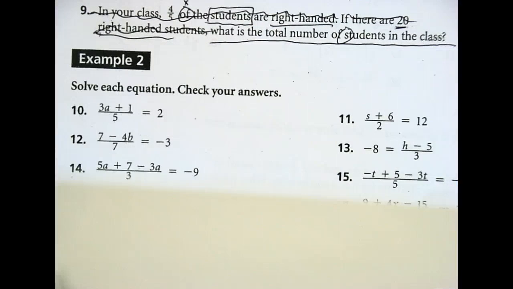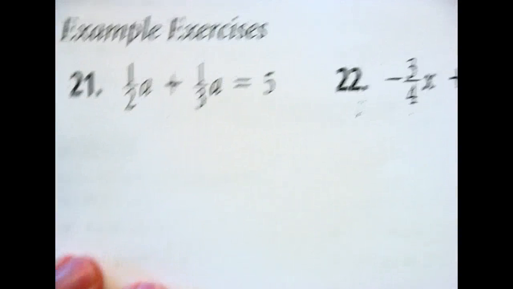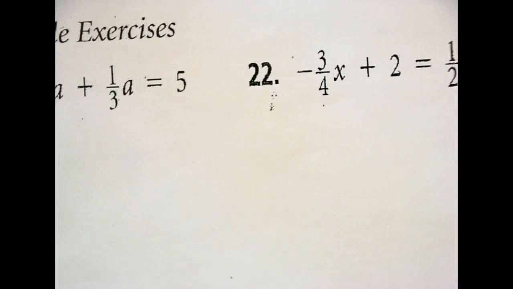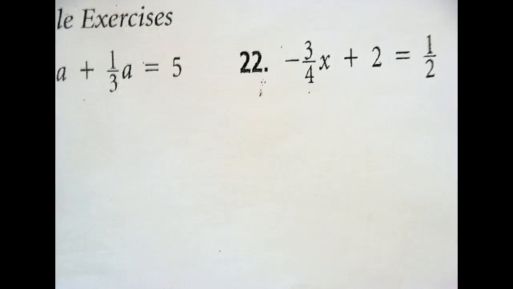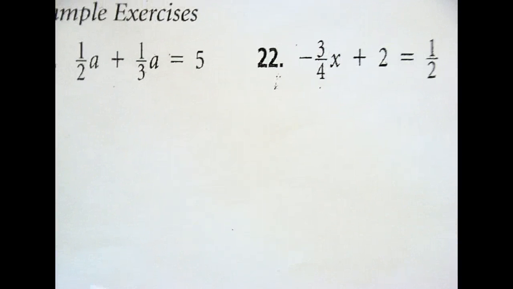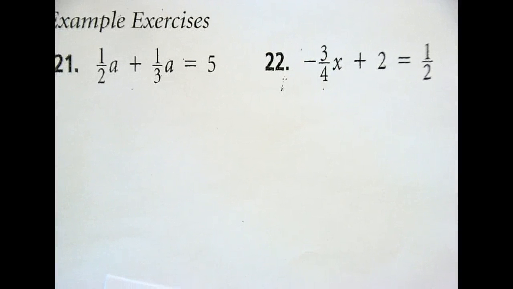What I would like to do, though, is I want to go through a few problems that look like example 3. So problems like number 21. So if you copy down 21 and 22 into your notes, those will be the two that we start with. And we may even do 25, but for now, 21 and 22.